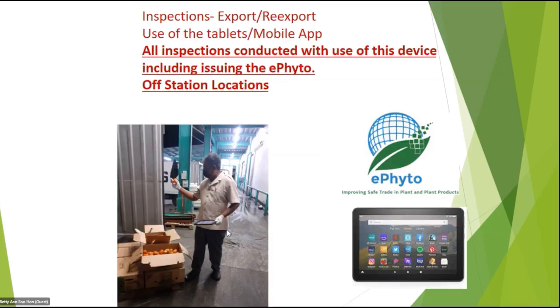Here we have inspections, the use of the tablet. All inspections are conducted with the use of this device, including the issue of ePhyto on off-station. So not only do we conduct inspections for incoming cargo, but also export inspections. We have the ePhyto app on the tablet itself, so the officer can go to a particular off-station location, conduct the inspection and issue the ePhyto electronically via the tablet. Again, there is no need for paper. He can issue it on site utilizing the tablet.